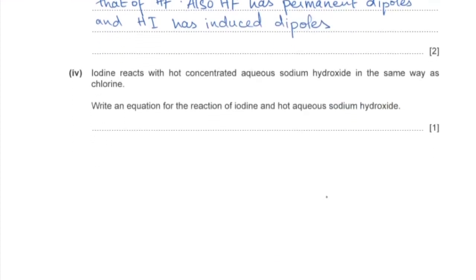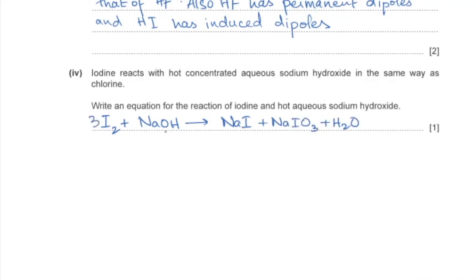Part 4, iodine reacts with hot concentrated aqueous sodium hydroxide in the same way as chlorine. Write an equation for the reaction of iodine and hot aqueous sodium hydroxide. So just like chlorine, iodine plus hot NaOH gives NaI. With chlorine, it would form NaCl, NaClO3, and water. So it would be NaI plus NaIO3 plus water. And we will have to balance our equations.